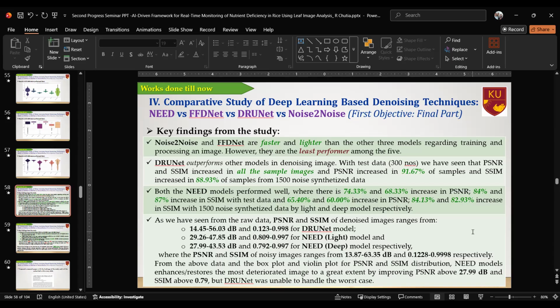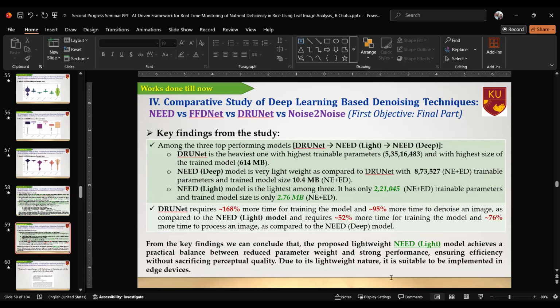So from the above data and the box plot and the violin plot for PSNR and SSIM distribution, the NeED models enhance or restore the most deteriorated image to a great extent by improving PSNR by about 27.99 and SSIM above 0.79, but DRUNet was unable to handle the worst case.